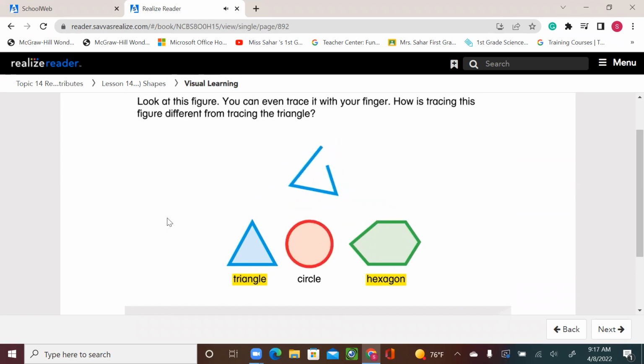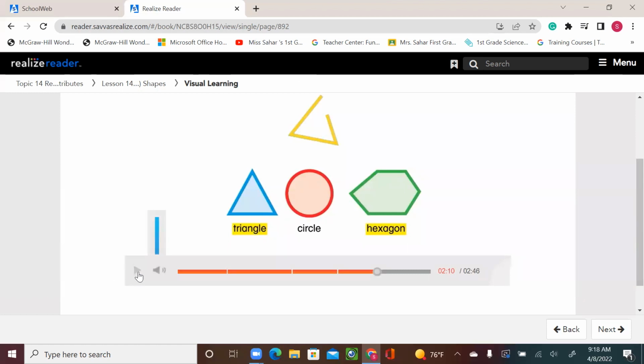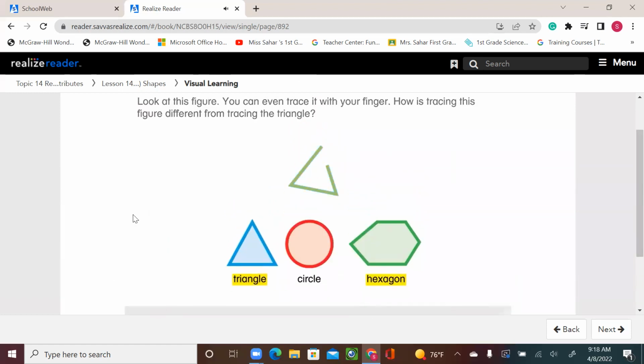Look at this figure. You can even trace it with your finger. How is tracing this figure different from tracing the triangle? This figure is not a closed shape. All the sides are not connected. As we see, there is a gap here, compared with the triangle and the hexagon. Your finger does not come back to the place where it started.